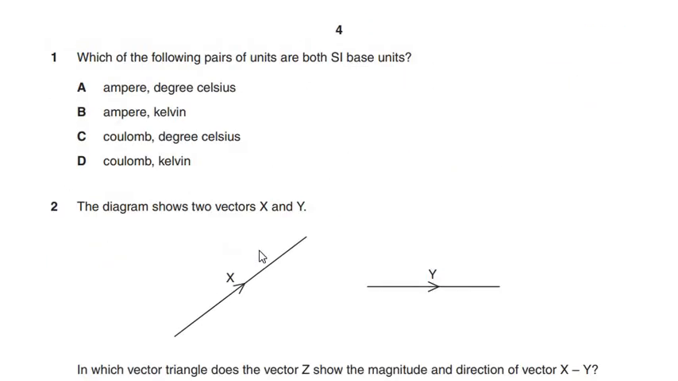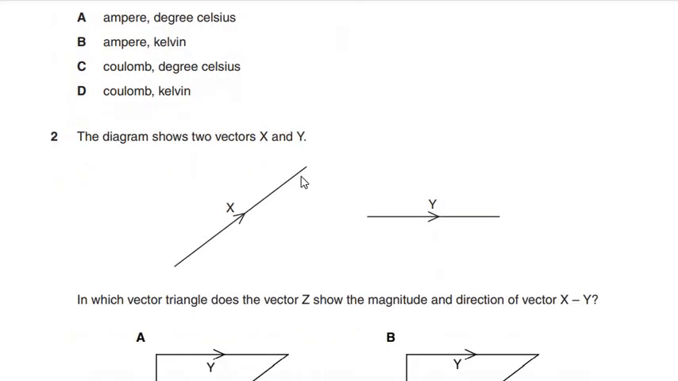Alright, let's start. Which of the following pairs are both SI base units? I'll just go through the easy ones by just saying the answers, and I'll explain the ones that are a little more difficult or complicated. So the pair that are both SI base units is going to be B, ampere and Kelvin. The others are incorrect. If you go through them, you'll see why.